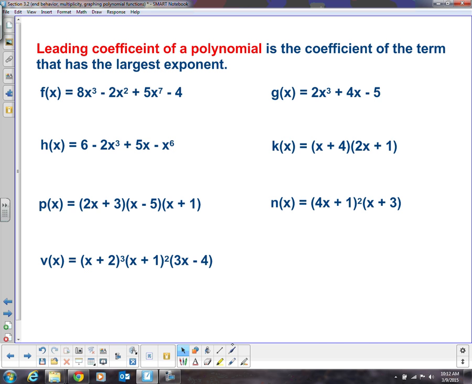So who can tell me the leading coefficient for the first one? I'll call it LC: 5, because the highest degree is 7 and its coefficient is 5. What's the leading coefficient on this one? 2. What is the leading coefficient on this one?